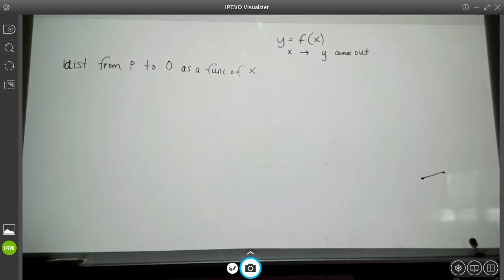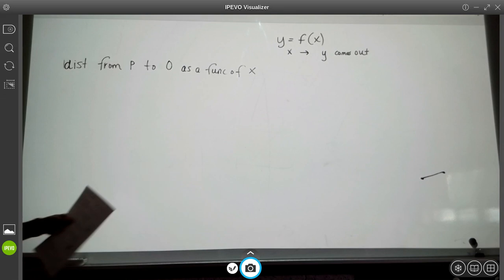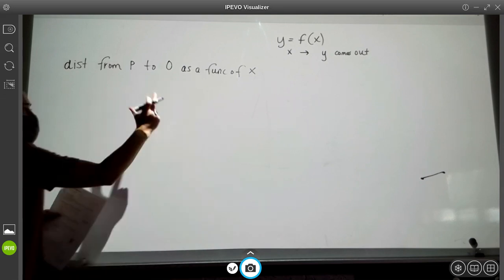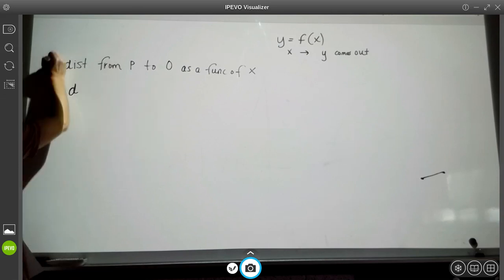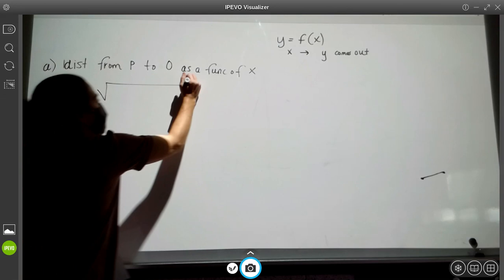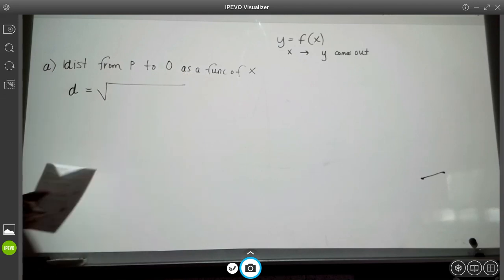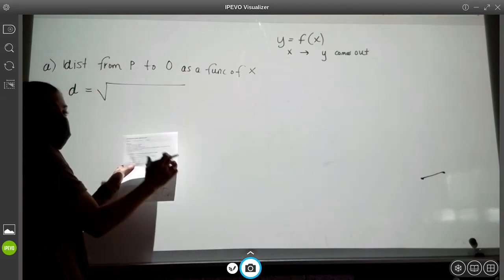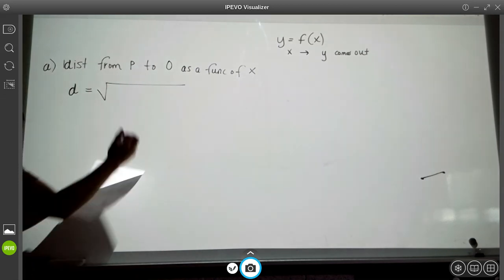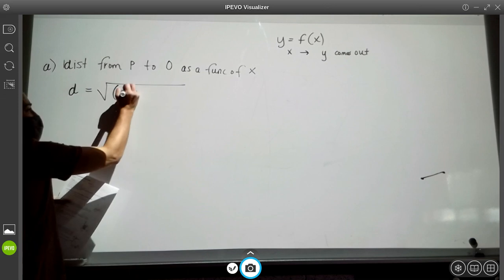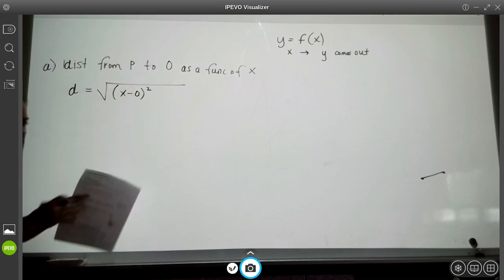Well, guys, we need to establish a go-to get-started formula. What would be your go-to get-started formula to find the distance between 2 points on that slanted line? Anybody know? The distance formula. So that's our go-to get-started formula. Let's set it up. The distance between P and O would be the distance formula. It was the point (x, y) to (0, 0), right? So the distance would be the square root of (x minus 0) squared, right?